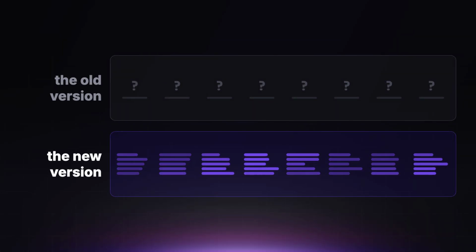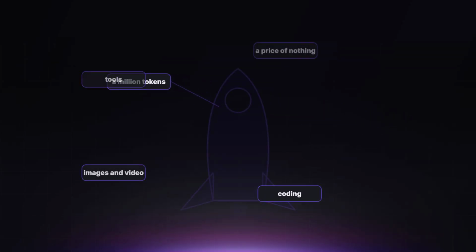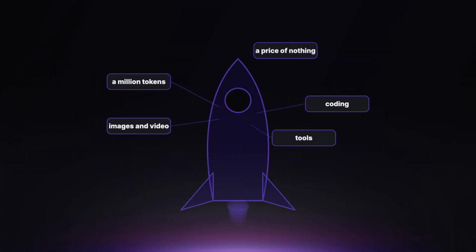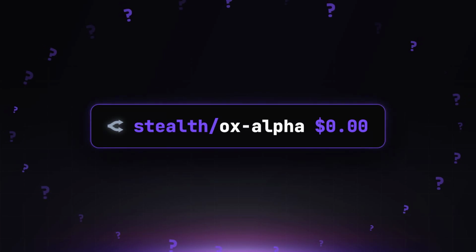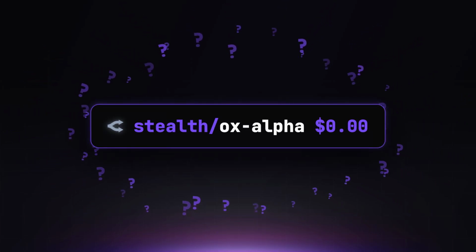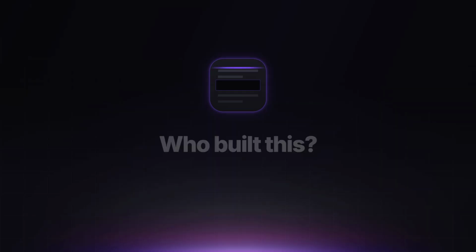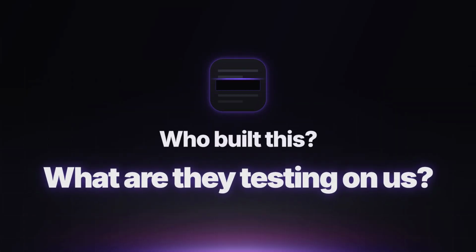And that is much more interesting because if a mystery model can show up, take a million tokens, reason through coding tasks, accept images and video, support tools, and cost nothing during preview, then the next AI launch might not start with a keynote. It might start with a strange model ID, a free price, and one uncomfortable question: who built this? And maybe the better question is, what are they testing on us?